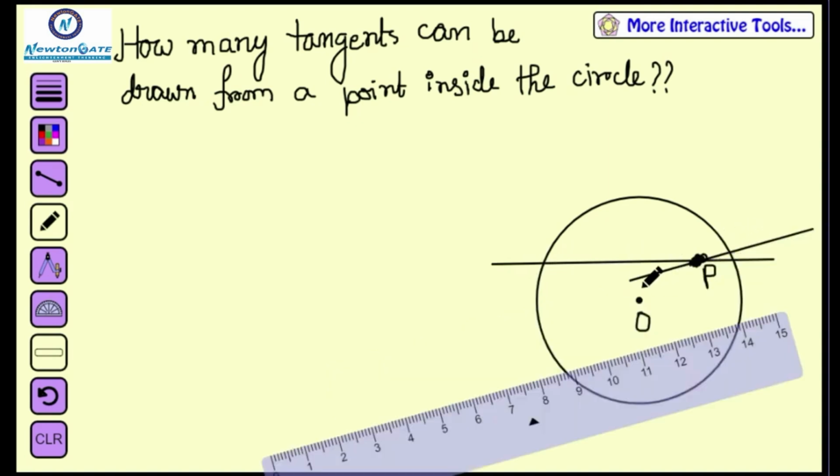Here we see that all the lines through this point intersect the circle in 2 points. So that means it is not possible to draw any tangent to a circle through a point inside it. So the remarks are: number 1, there is only one tangent drawn from a point on the boundary of a circle. Number 2, from an external point, we can draw only two tangents. Number 3, we can't draw a tangent from a point inside the circle.